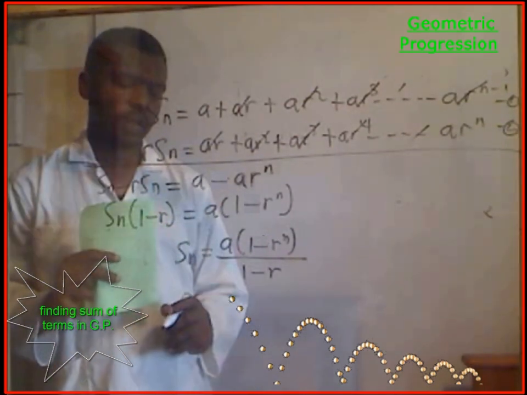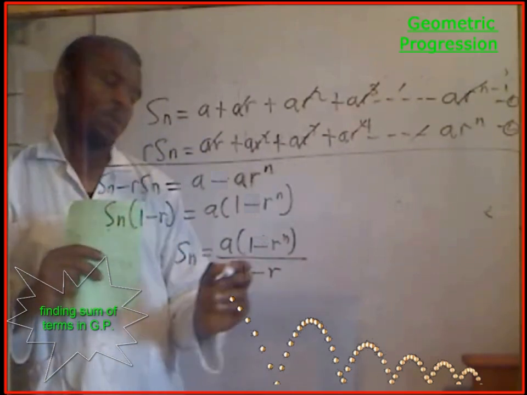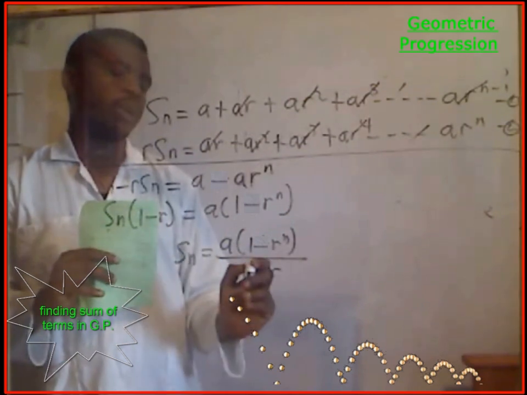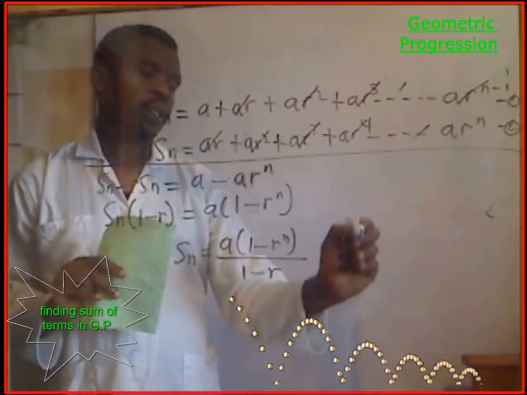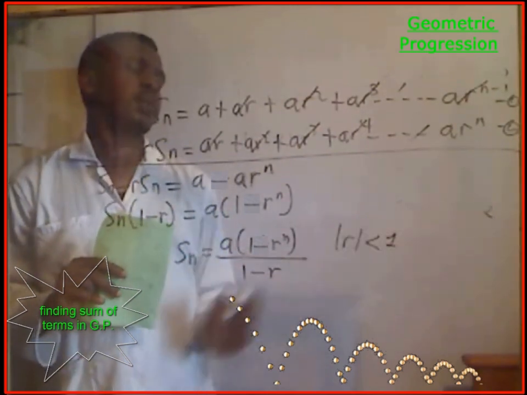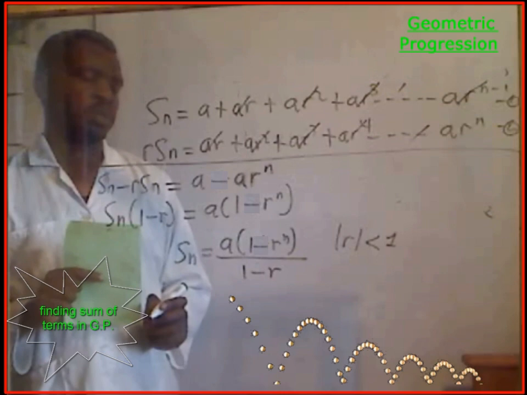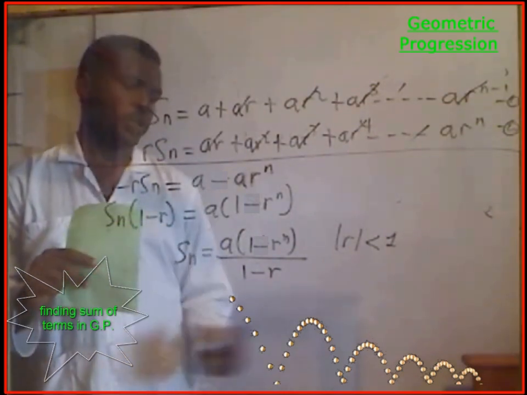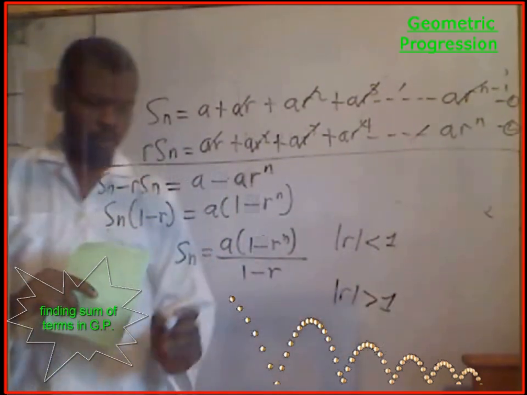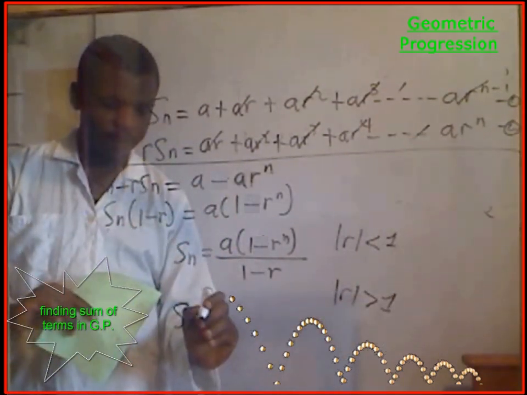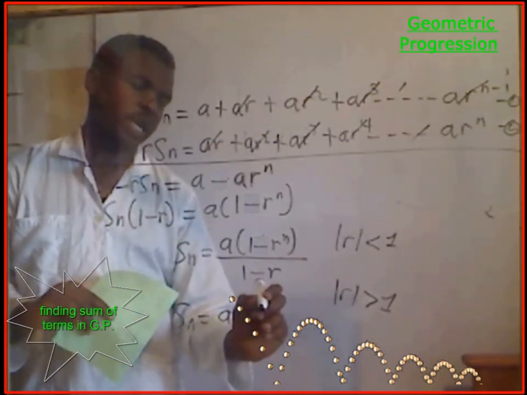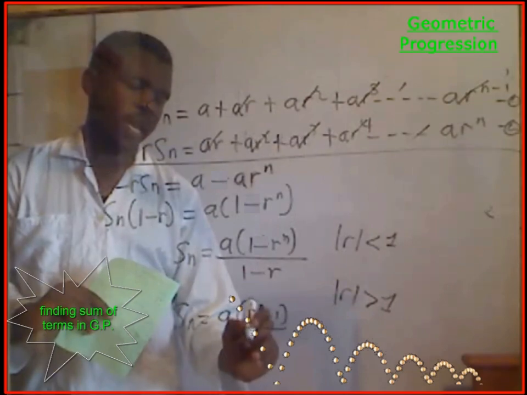So we can state this formula in two ways. Sn, the sum of the first n terms, will be a times (1 minus r to the n), all divided by 1 minus r, when the absolute value of r is less than 1. That is when we are dealing with common ratios that are fractions. In case the absolute value of our common ratio is greater than 1, we state the formula as the sum of the first n terms will be a times (r to the n minus 1) divided by r minus 1.